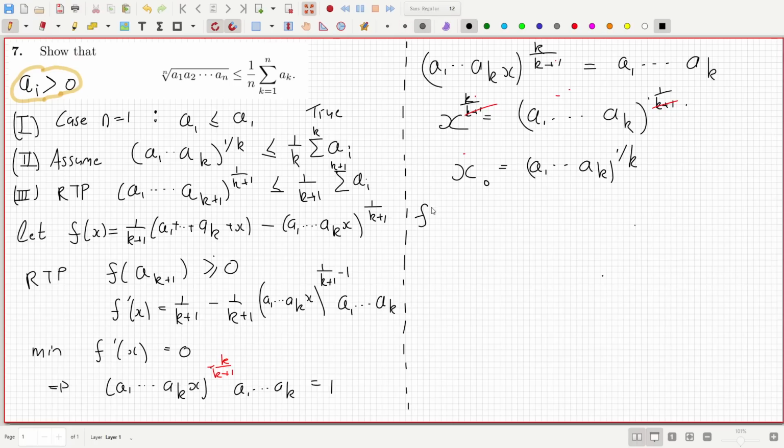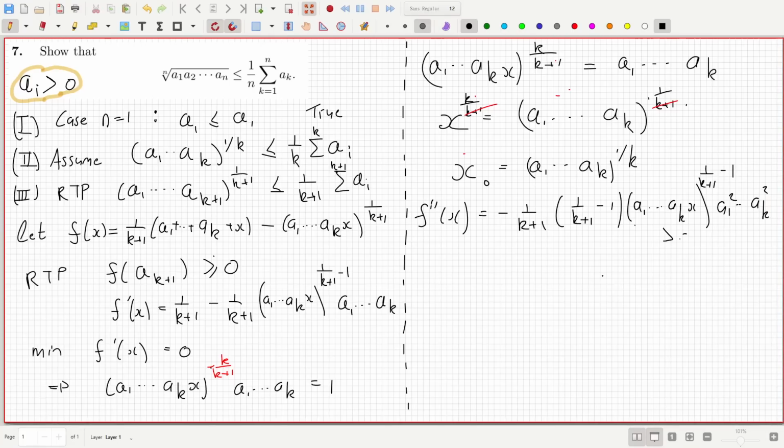So if I calculate the second derivative, that's gone, and that would be minus k plus 1, 1 over k plus 1 minus 1, and then a1 ... ak x to the 1 over k plus 1 minus 1, and then it'll be a1 squared all the way up to ak squared. So that's a positive, that's a positive, that's a negative, and that's a negative. So that means that is a positive, and it's actually always a positive.